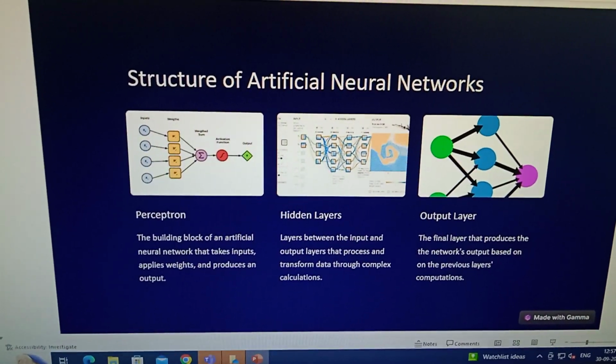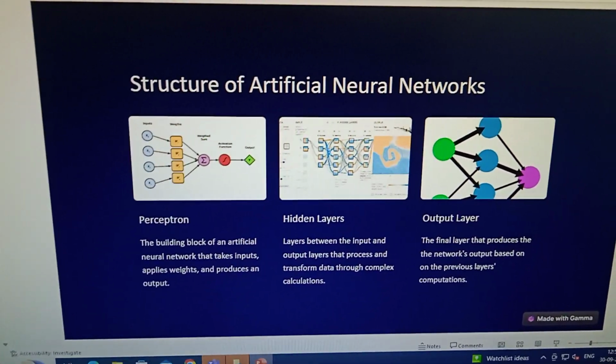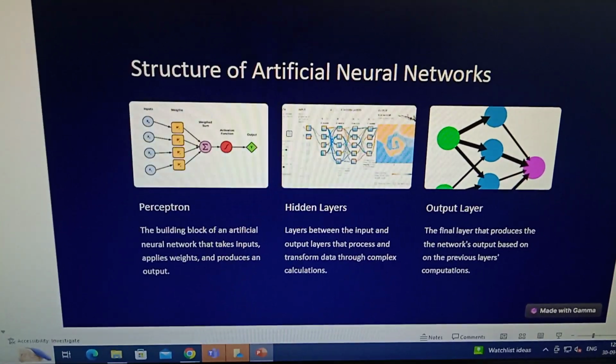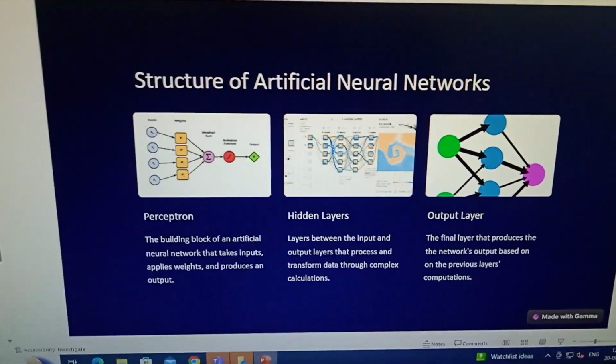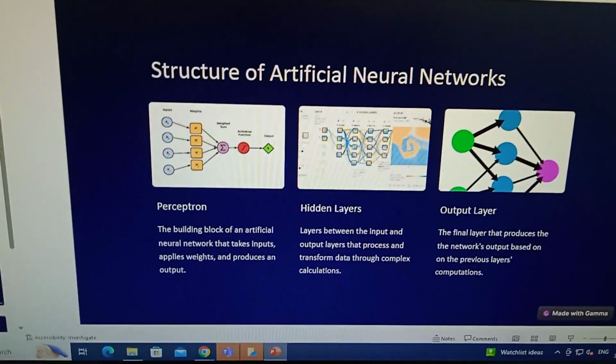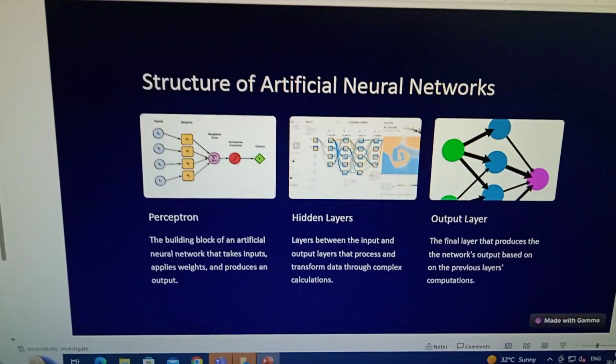Now, what is perceptron? Perceptron is always about a neurological structure which consists of some inputs taken along with the weights, and it helps to produce a different output which is already expected by different companies.